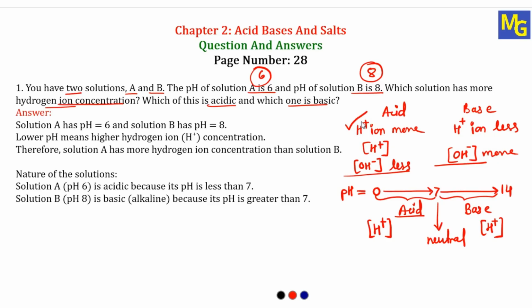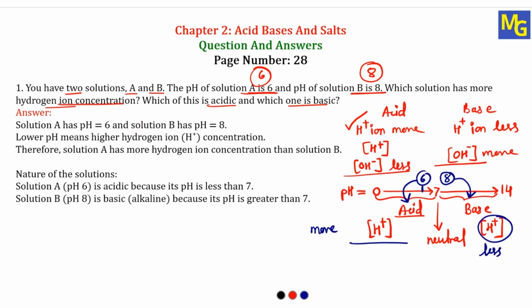Now you go through the question. A solution has pH 6 and B solution has pH 8. Now if you see your scale, where is 6? 6 will be somewhere here, so it is coming under acid. 8 is somewhere here, so it is coming under base. So by the basic information we can say that if the solution has pH 6, it will be an acid and then H plus ion concentration will be more. And because the pH is 8 in solution B, it is coming under base, then the H plus ion concentration will be less.